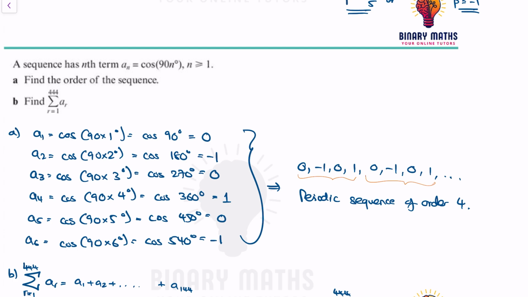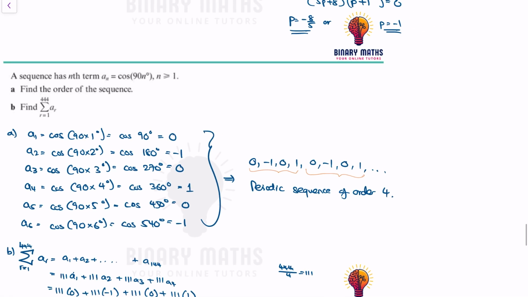Because remember, this sequence is periodic. So it's the same thing as 111 times 0 plus 111 times minus 1 plus 111 times 0 plus 111 times positive 1. Now, if you look at this, it just gives you 0 minus 111 plus 0 plus 111, which is equal to 0. The final answer will be 0.